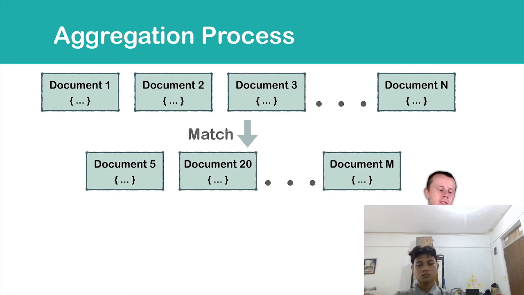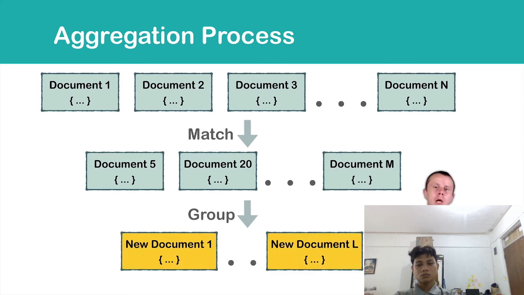Then you can take this subset of the documents and perform group operation. As a result of the group operation, you will get brand new documents. You can group matched documents based on certain condition. For example, by age, by score, by state, by country, and so on. And as a result of operation, you will get new documents, and each document will represent each group.